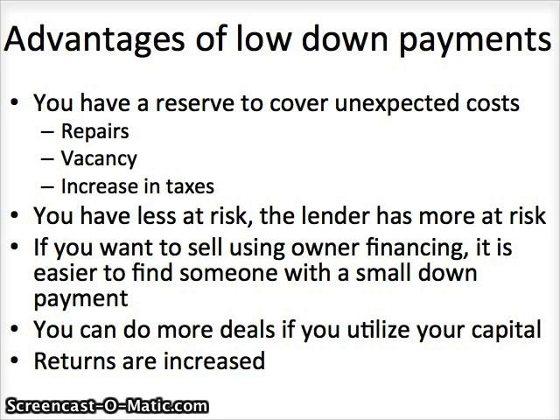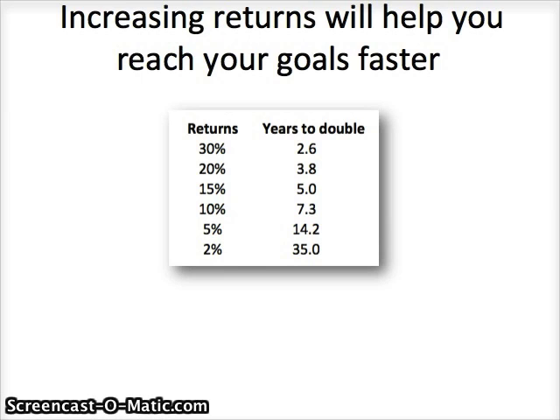Next, you can do more deals if you utilize your capital. So if you had $100,000 and your down payments were $50,000, you could do 2 deals. But if you could use half the down payments, you could now do 4 deals. Finally, your returns are increased. So increasing your returns will help you reach your goals faster.